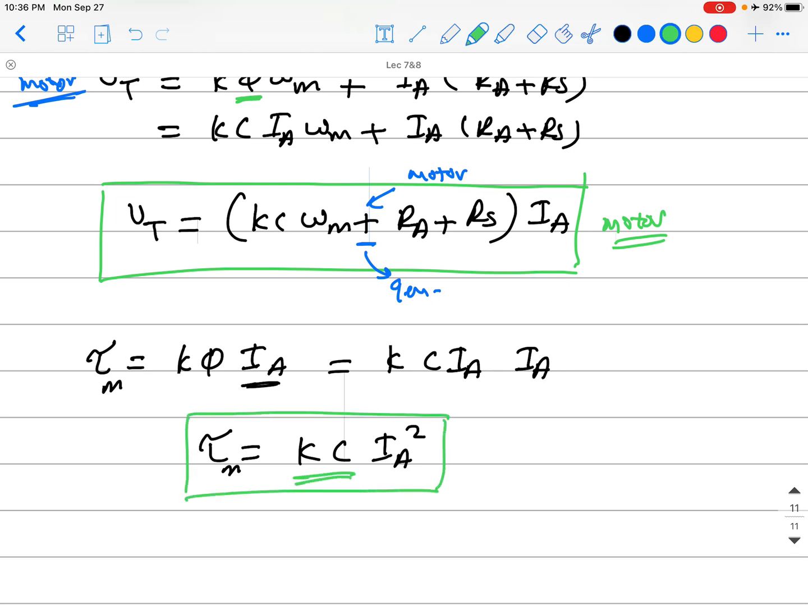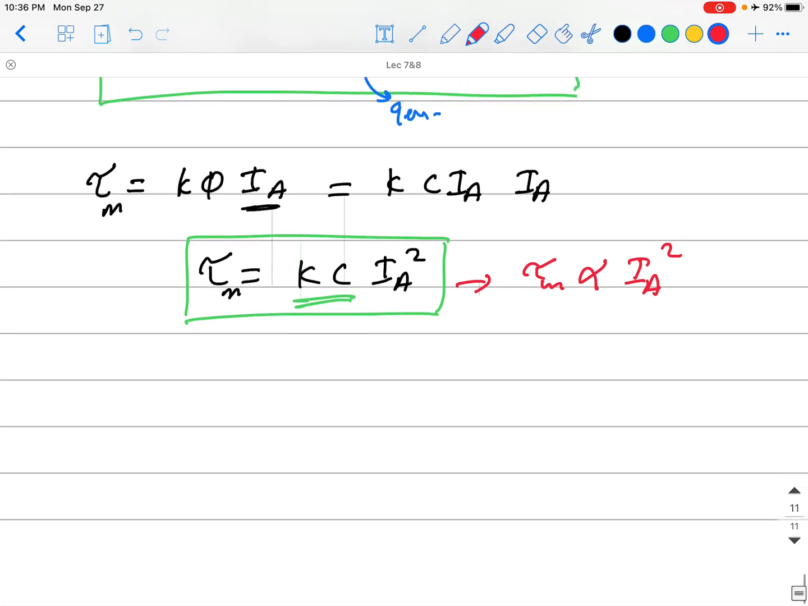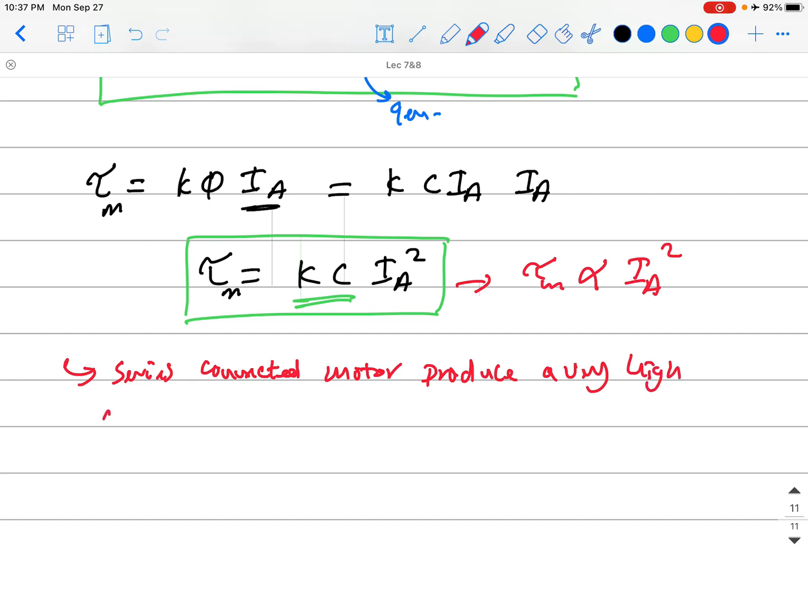K is a constant, C is a constant, so multiplied together they're basically a constant. So from this equation you get that the torque of the motor for series connection is directly proportional to the square of the armature current. Okay, and what did that mean? That means that a series connected motor produces a very high amount of torque.